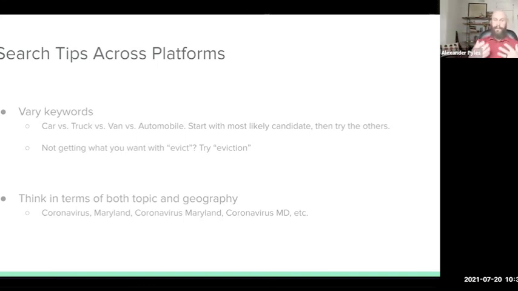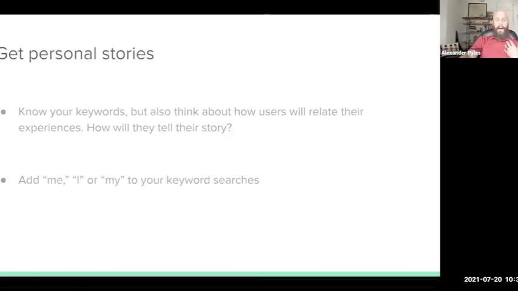Similarly, if you can't find what you want with evict or COVID-19, try just COVID-19, all one word, or eviction. Think in terms of topic and geography. I already mentioned that. Know your keywords, but also think about how users relate their experiences. How do they tell their story?